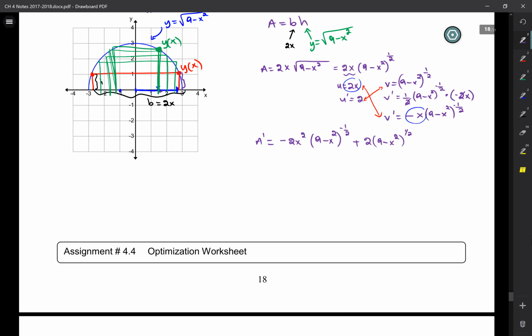Okay, this looks sort of complicated, so why don't we factor some stuff out? I'm going to leave the 2 in there, I think. Let's factor out this, 9 minus x squared to the negative half. I'm going to get negative 2x squared, okay, plus 2 times 9 minus x squared to the power of what? 1, right? Because it's going to be half minus half. All right, and then we're going to simplify that.